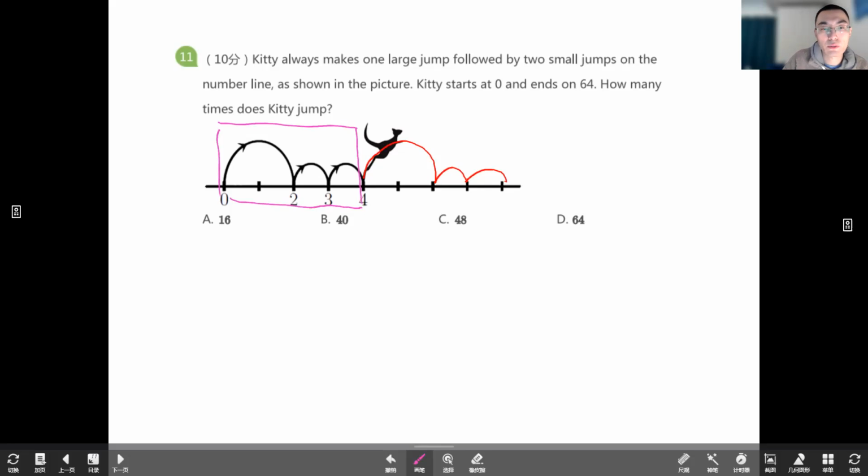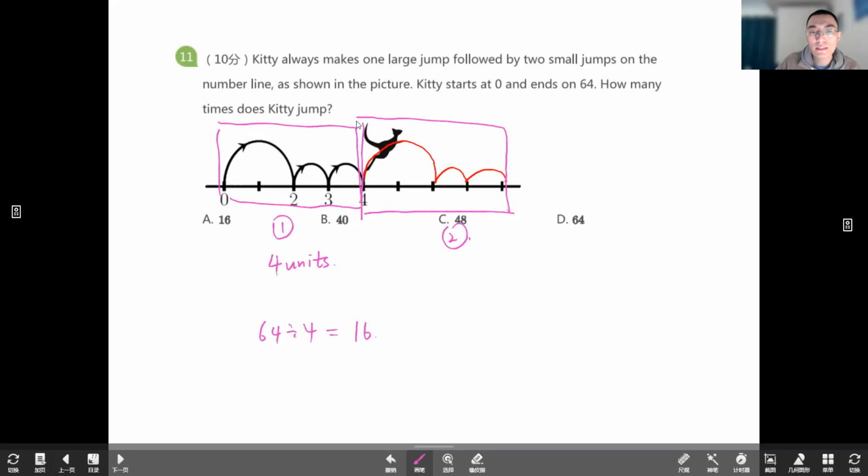This is cycle number 1. And then cycle number 2 is from 4 to 8, again with 1 large jump and 2 small jumps. This is cycle number 2. So it is our job to determine how many cycles there are from 0 to 64. And we know that there are 4 units in each cycle. So how many 4s are there in 64? We do division, 64 divided by 4, which is 16.